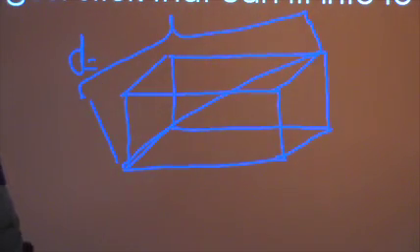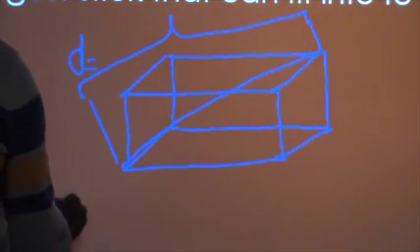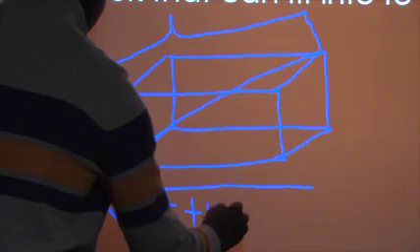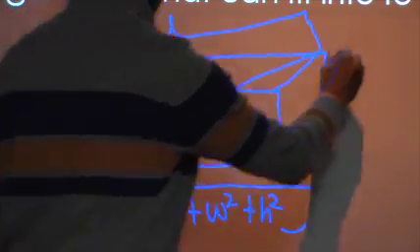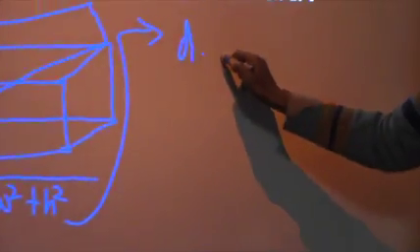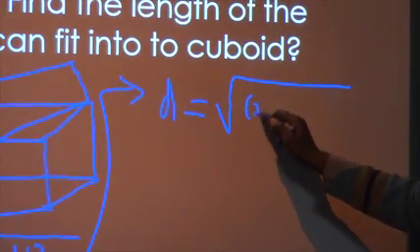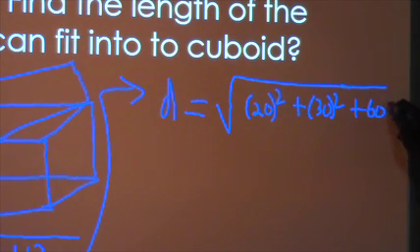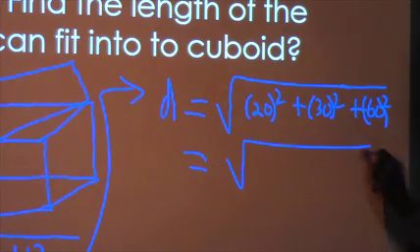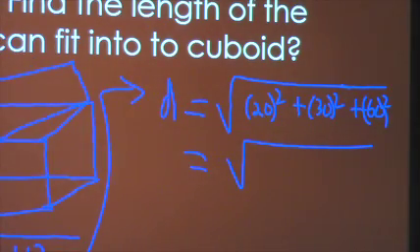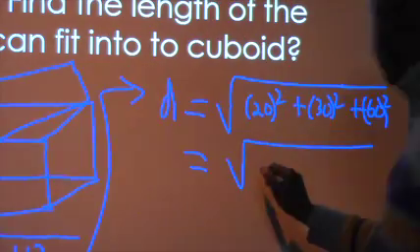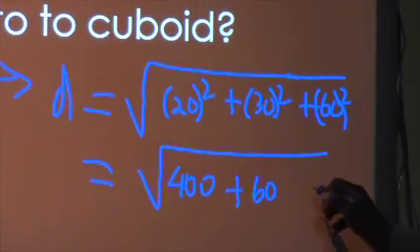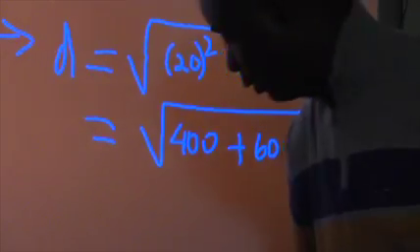And how do we find that? By rule, that is going to be given by the square root of the length squared plus the width squared plus the height squared, which we can find here by doing 20 squared plus 30 squared plus 60 squared and taking the square root of that. So let's see what we have. 20 squared would be 400.